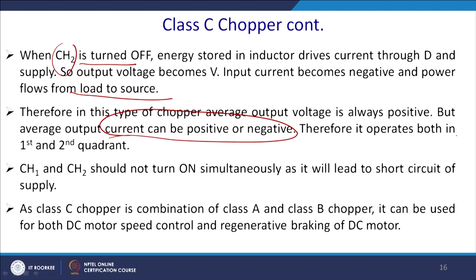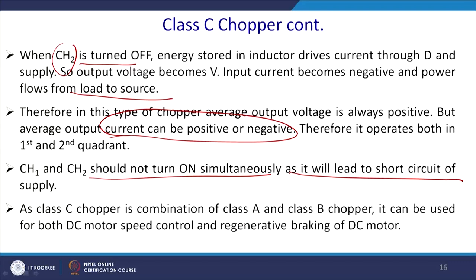CH1 and CH2 should not be turned on simultaneously. Generally, complementary logic is used, so when CH1 is on, CH2 has to be off, and vice versa. Otherwise it will lead to a short circuit of the supply, and we have to ensure that a proper time gap is given between the turn off and turn on of these devices. This is where the diode comes into the picture. Once CH1 is off, there will be a delay, then CH2 can be on, and in between the diode will conduct.